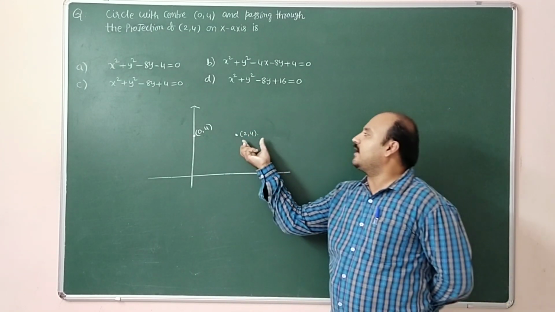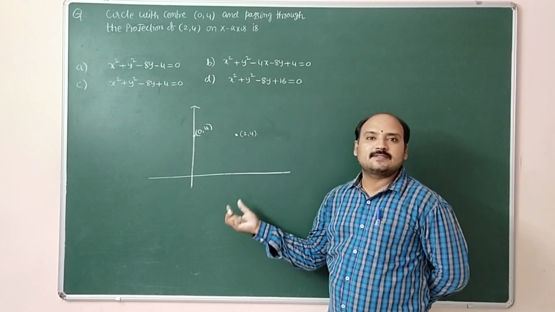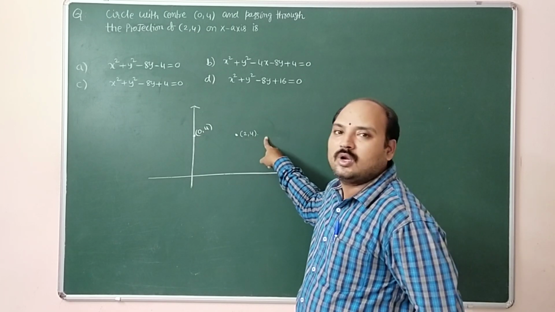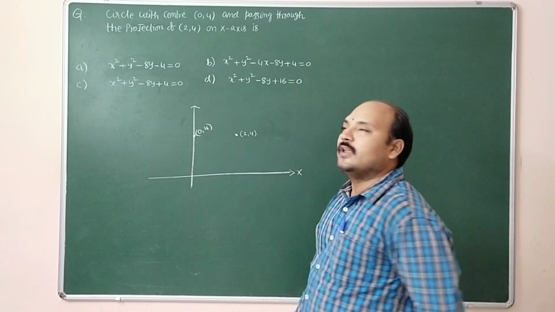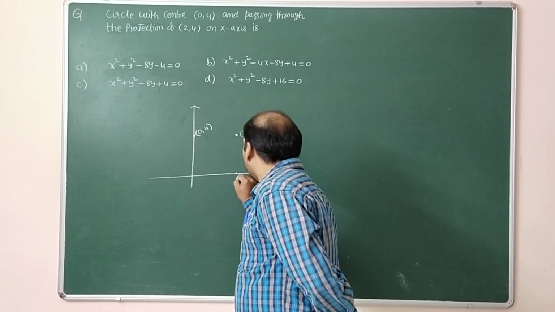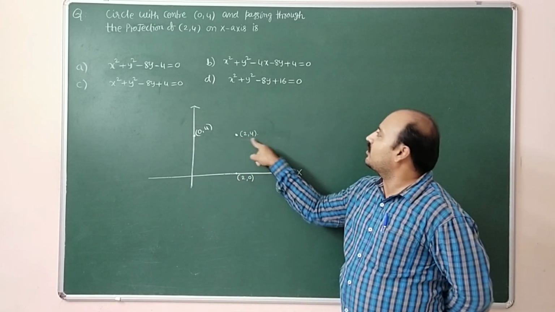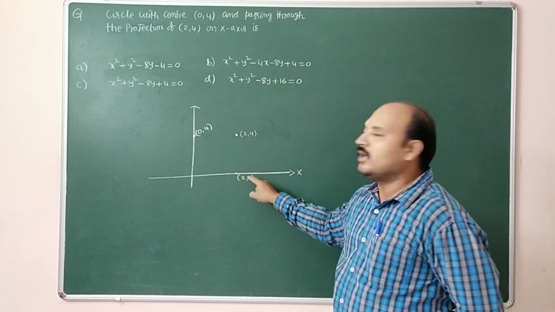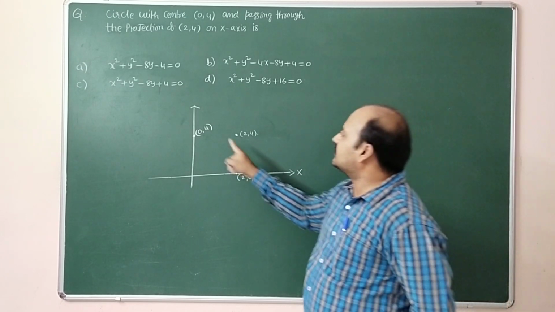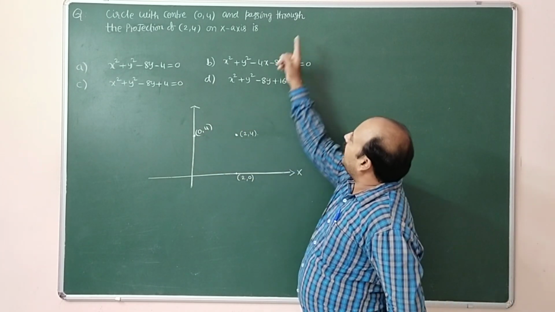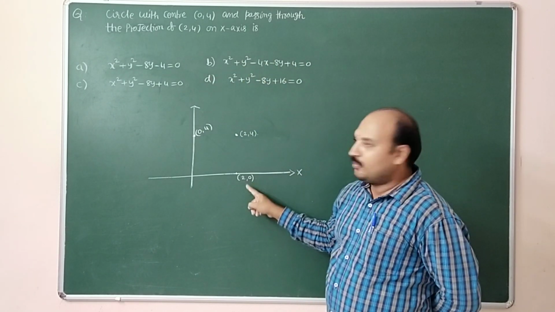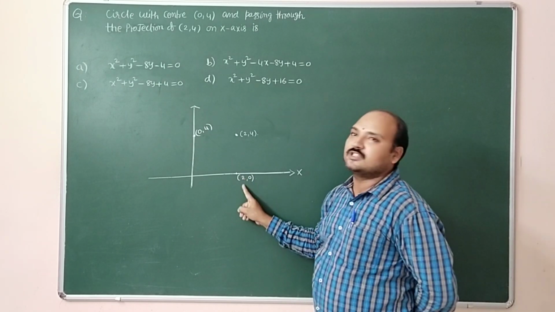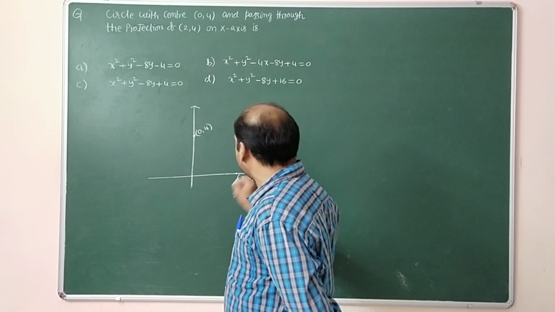The projection of (x, y) on the x-axis is (x, 0). So the projection of (2, 4) on the x-axis is (2, 0). On the x-axis the y coordinate is 0, so (2, 4) will become (2, 0). Now the circle center is (0, 4) and it passes through the projection of (2, 4). The projection of (2, 4) is what? (2, 0). So the circle is passing through (2, 0). So the rough figure will come like this.